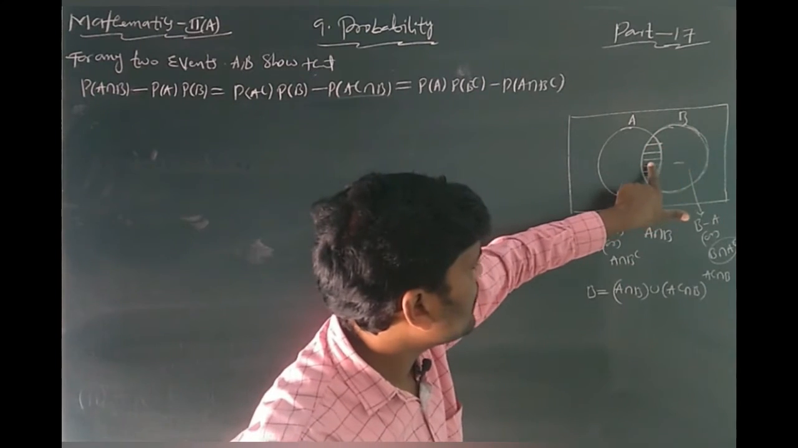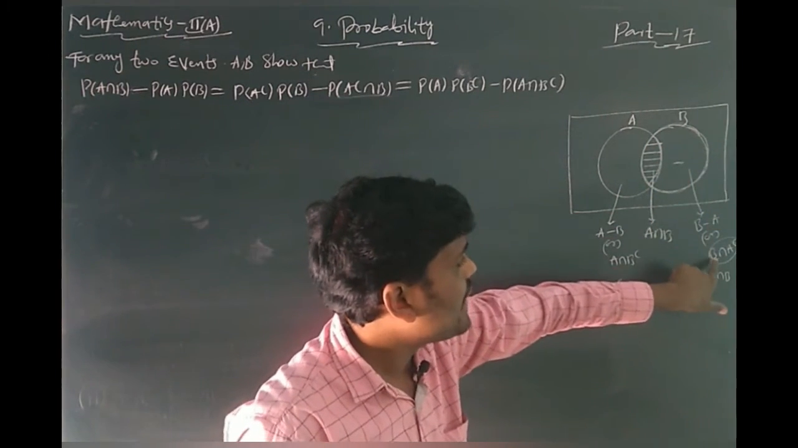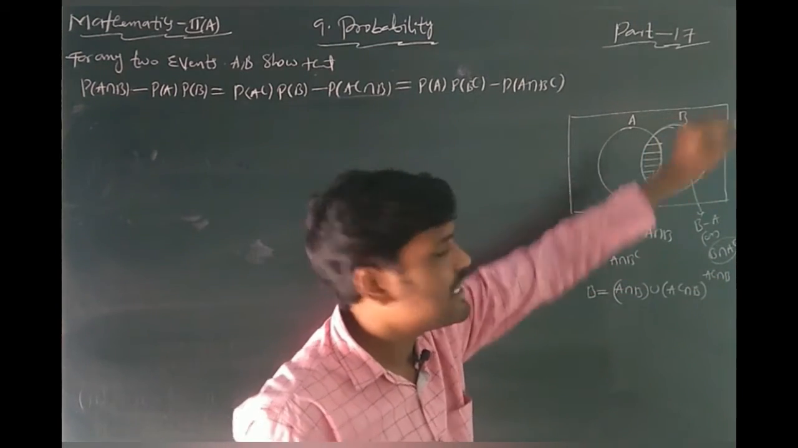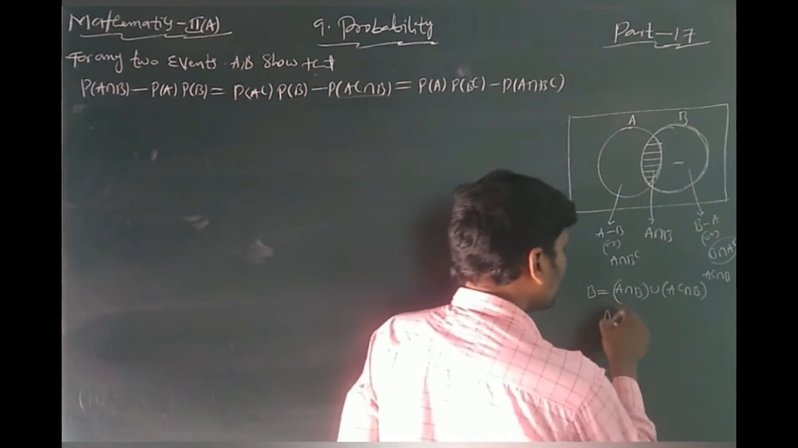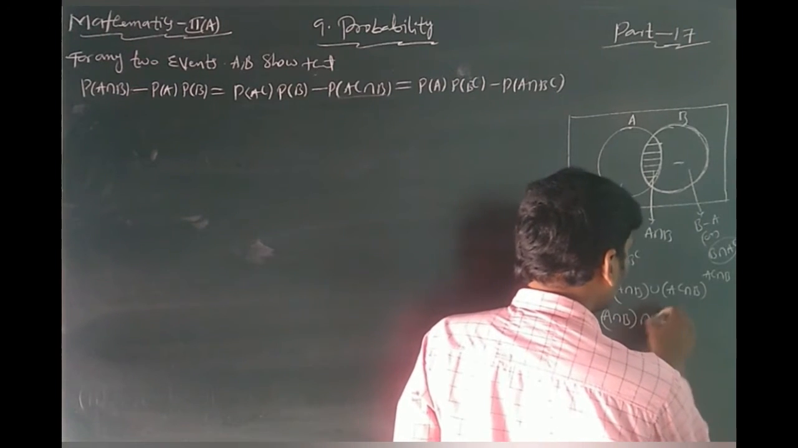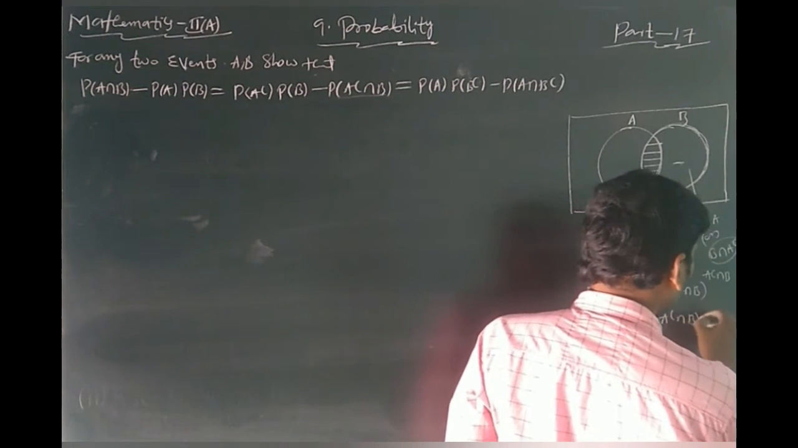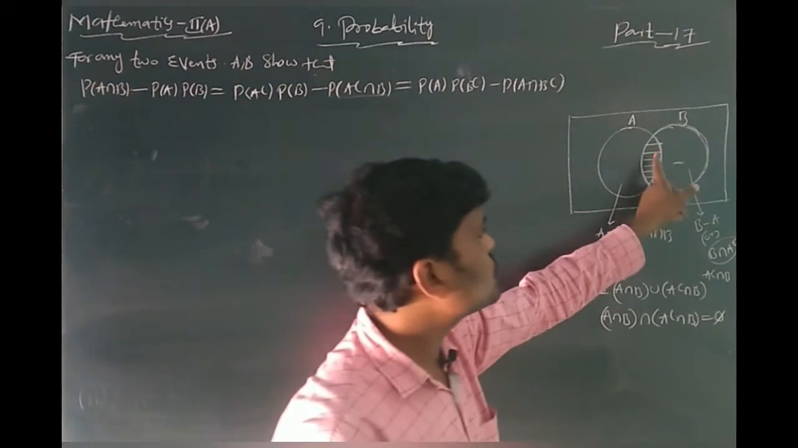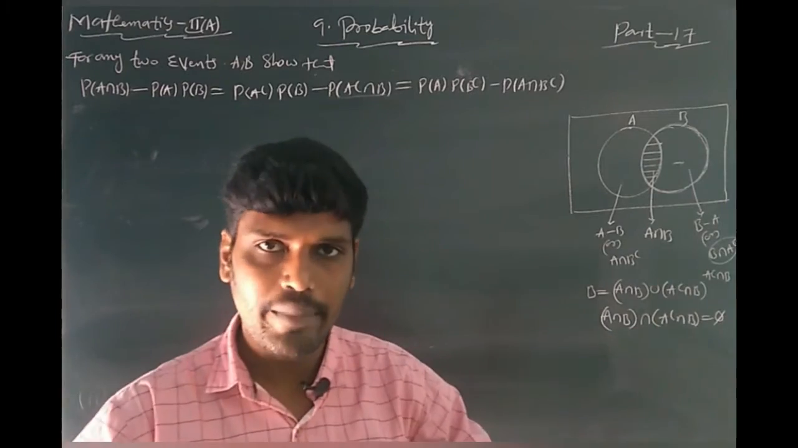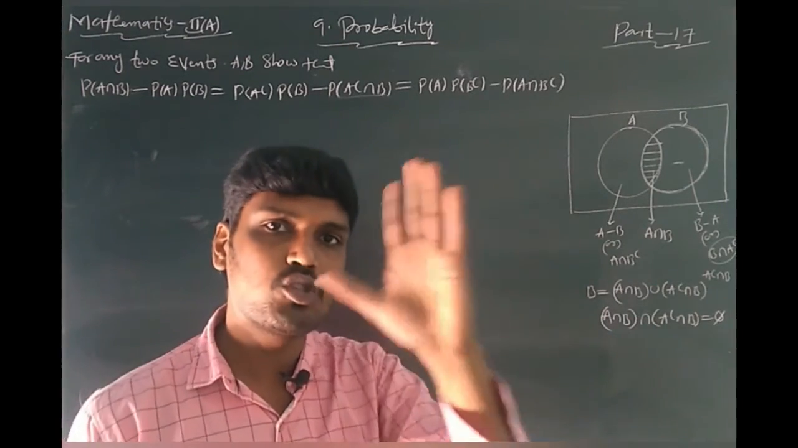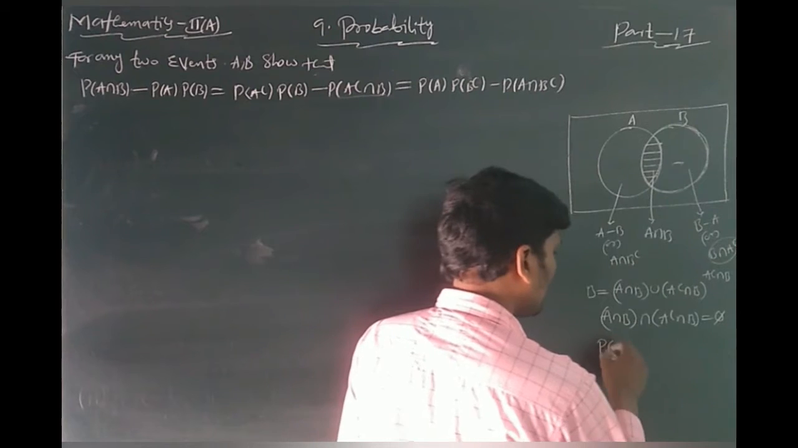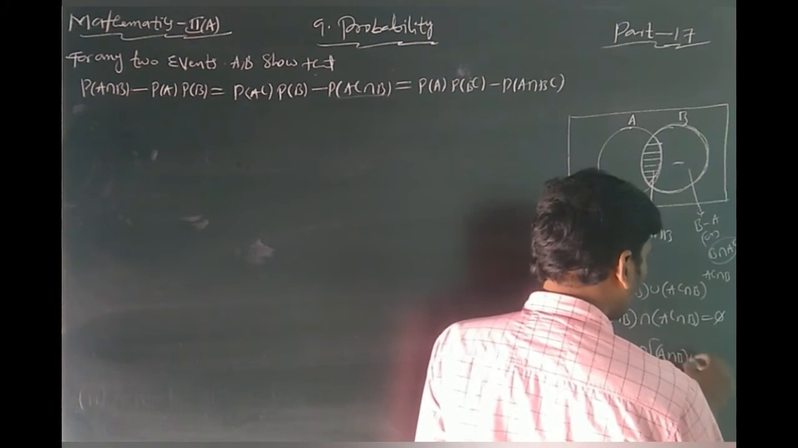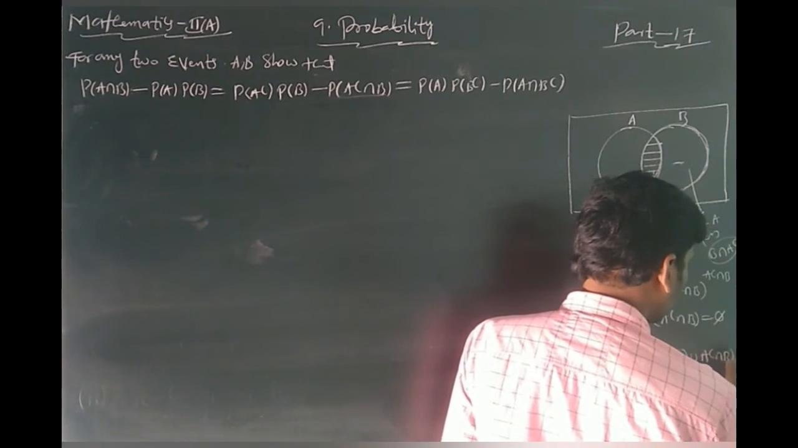In set B, observe that A intersection B and A complement intersection B have no common point. Here A intersection B and A complement intersection B are both mutually exclusive events. These two have no common elements. That's why those events are called mutually exclusive. That's why you can write the probability of B equal to P of A intersection B union A complement intersection B.